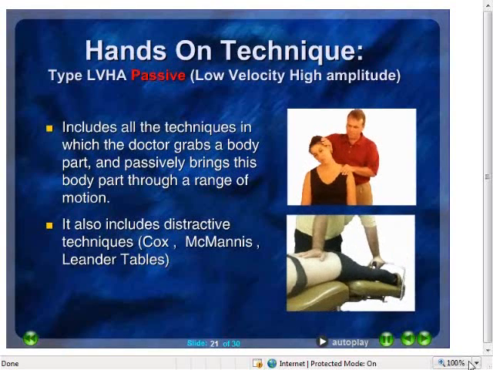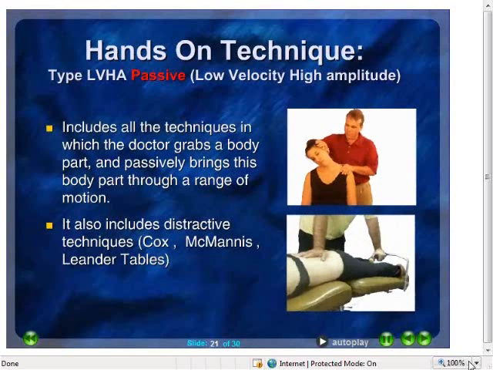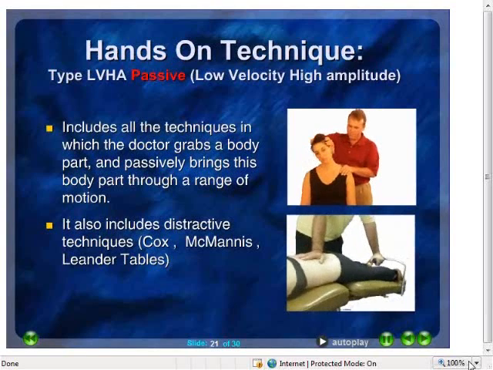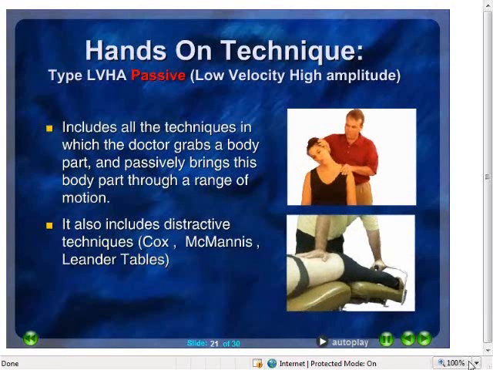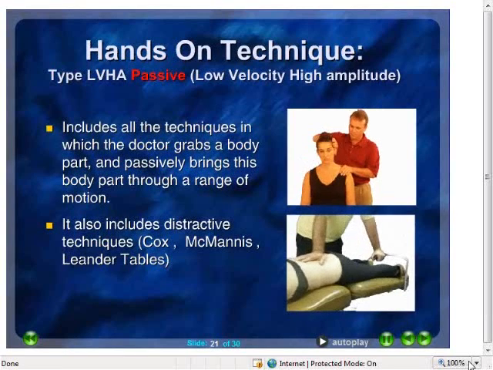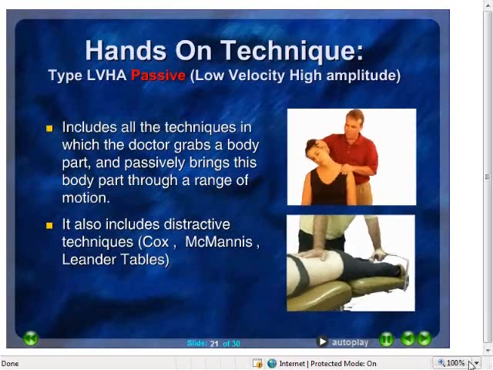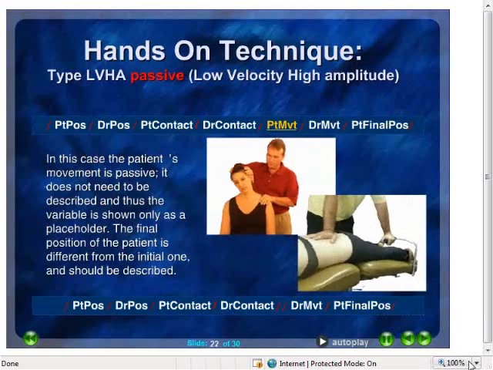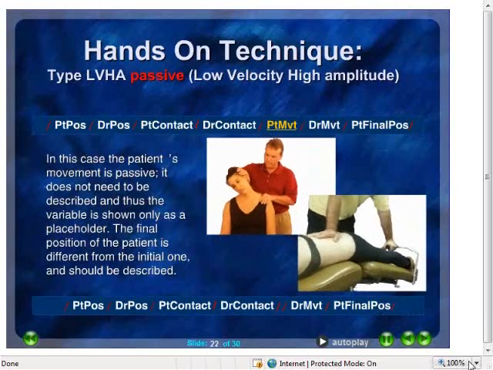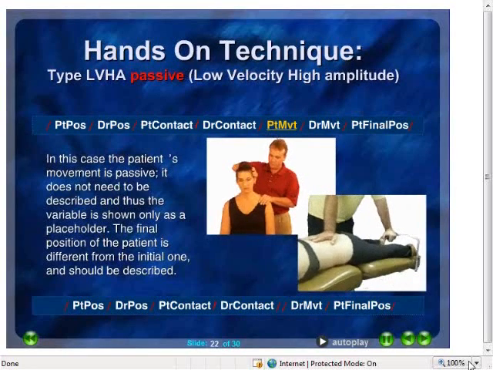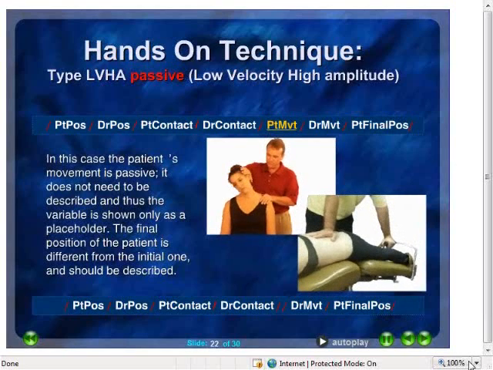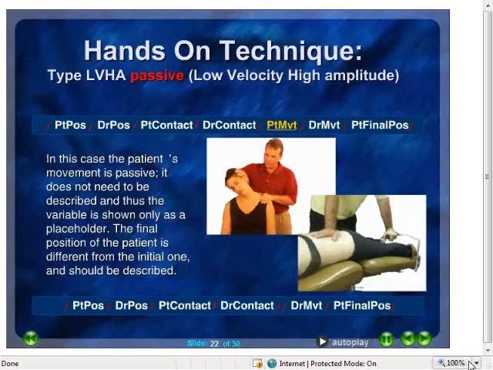LVHA for passive techniques includes all the techniques in which the doctor grabs a body part and passively brings this body part through a range of motion. It also includes distractive techniques such as Cox, McManus, and Leander table techniques. With LVHA passive techniques, the patient's movement is passive. It does not need to be described, and thus the variable is shown only as a placeholder.